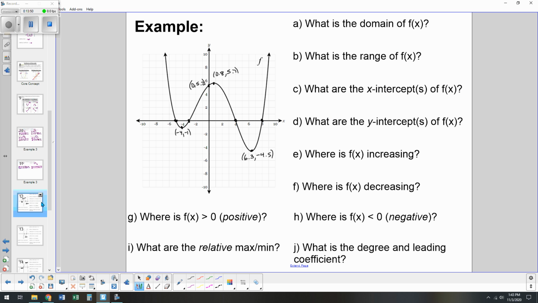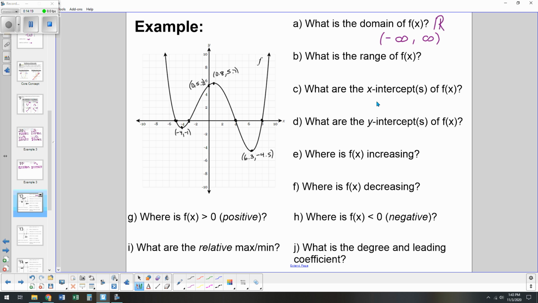All right, so we're going to look at some graphs and talk about the different features. A lot of these features are the same as when we were looking at quadratics or the parabolas. Domain is the input. As long as there aren't any holes in the graph, our domain is still going to remain all real numbers. You could write it as all real numbers, or in interval notation, from negative infinity to positive infinity.